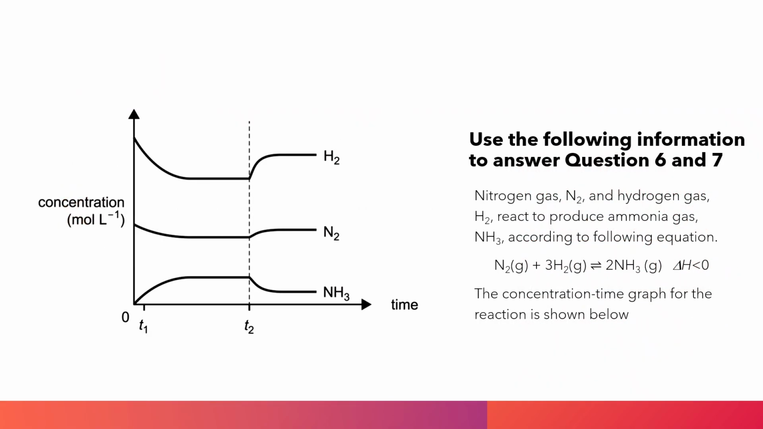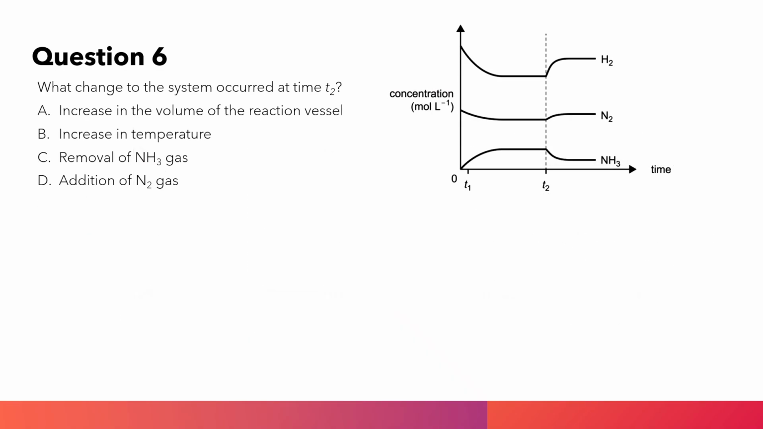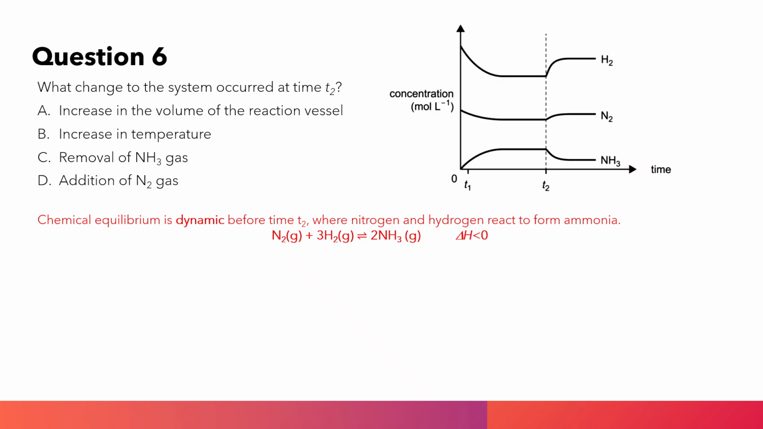Nitrogen gas and hydrogen gas react to produce ammonia gas. This reaction is exothermic. The concentration time graph for the reaction is shown here. Chemical equilibrium is dynamic before time T2, where nitrogen and hydrogen react to form ammonia.